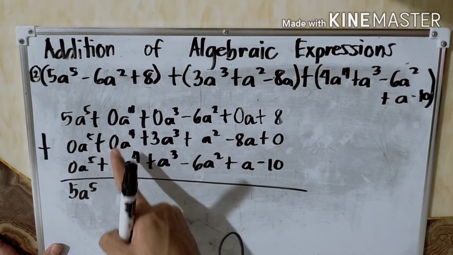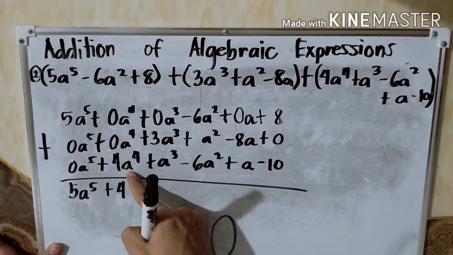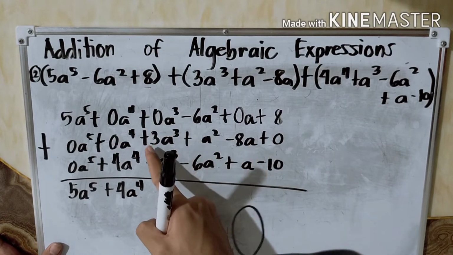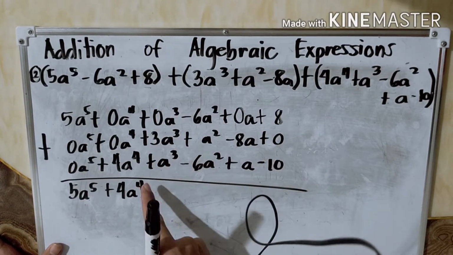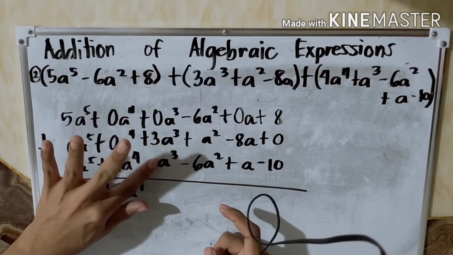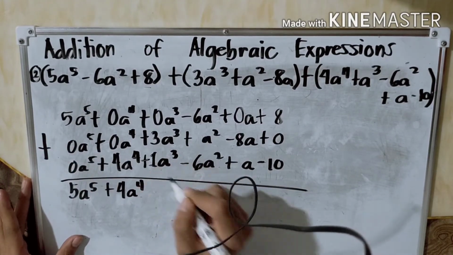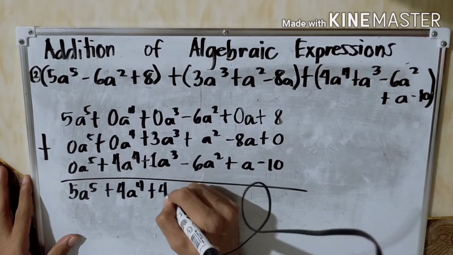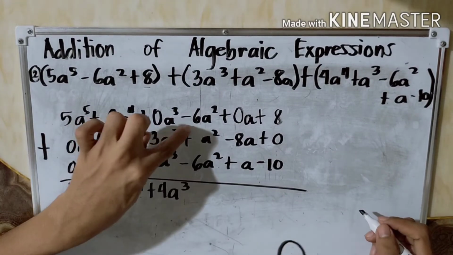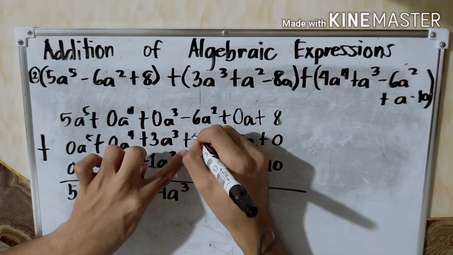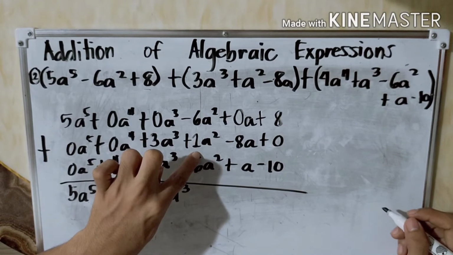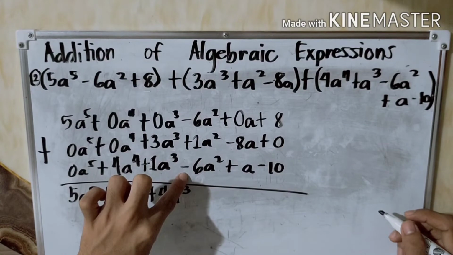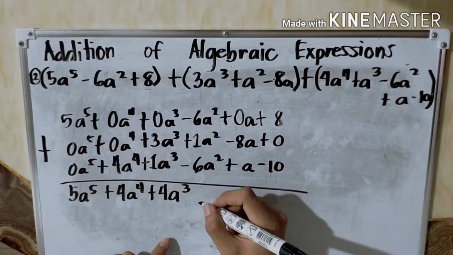Next, 0 plus 0 is 0 plus 4, that is 4. Copy a to the fourth. Dito sa sunod, 0 plus 3 is 3. Then ito a cube, ano ang numerical coefficient niya? Okay, so we have 1. Di ba laging hindi na sinusulat yung 1. 0 plus 3, 3 plus 1, that is 4a cube. Negative 6, ito meron din tong 1. Negative 6 plus 1, that is negative 5. Plus negative 6, negative 5 plus negative 6, that is negative.